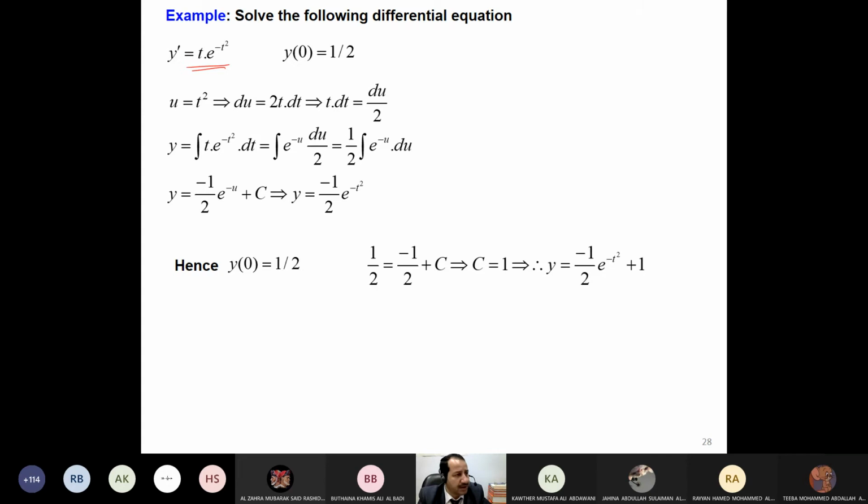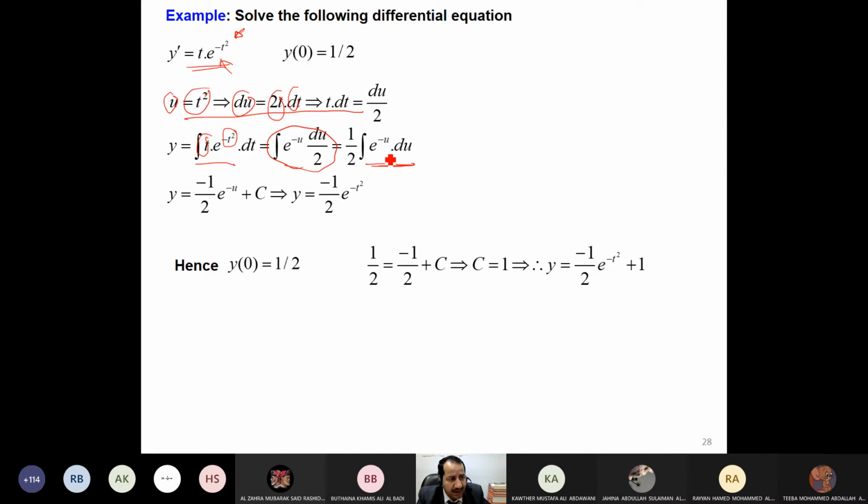Now, here you are given t times exponential of t squared. So I will go to the assumption, u equal t squared, then du equal to t dt. Very simple. Now, I will convert this equation from a function of t into a function of u. For t, I can find it because t squared equals u, and the exponential of t squared. So I substitute, I have everything, and my function becomes this way.